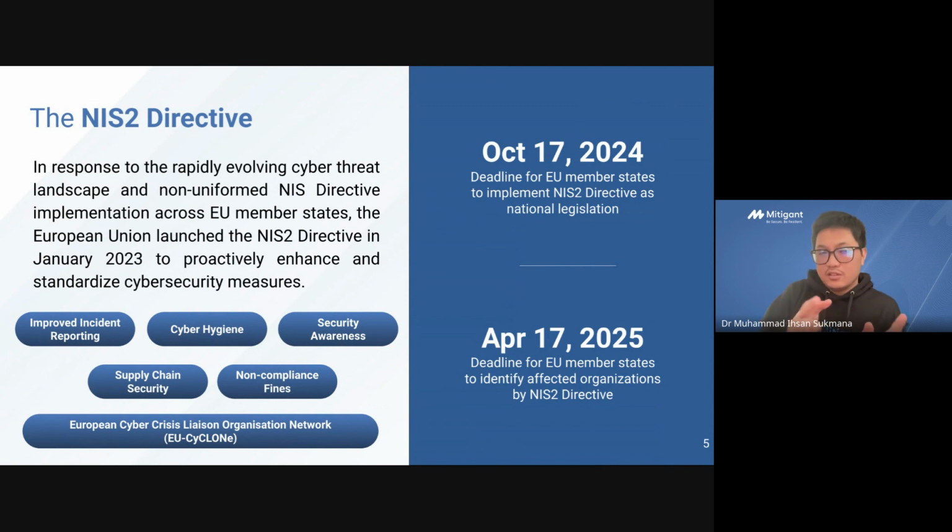As I mentioned on the left, as you can see there, there are several main points of what is new in the NIS2 directive compared to the NIS directive. October 17 is the deadline for EU member states to implement the NIS2 directive as national legislation. Meanwhile, by April 17, 2025, next year, EU member states have to be able to identify organizations affected by the NIS2 directive, meaning they will have to compile the list of companies that are affected and make sure they are already compliant with it.